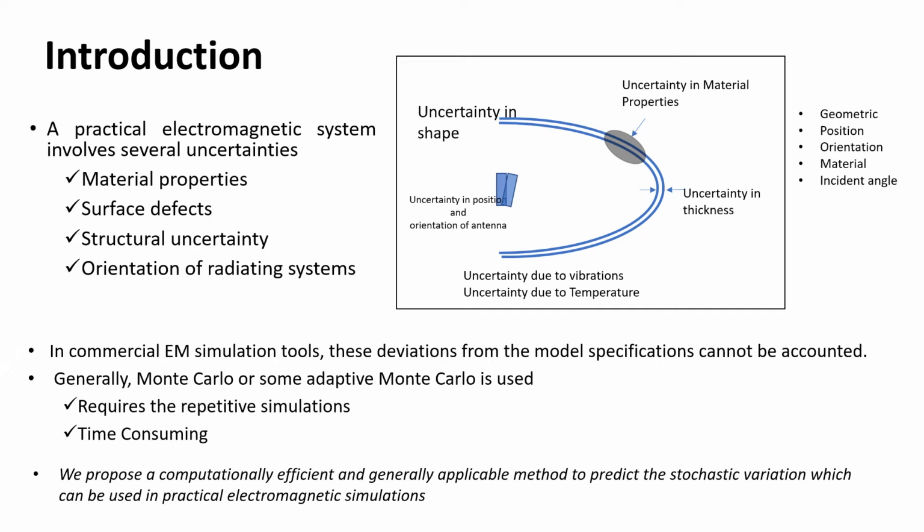In a simulation environment, generally these uncertainties are unaccounted for. Commercial EM software tools use deterministic parameters. They usually ignore these probabilistic deviations. Sometimes, Monte Carlo simulations or adaptive Monte Carlo simulations are used for these uncertainties. But such methods are time consuming because of the repetitive simulations involved. We propose a computationally efficient and generally applicable method to predict the stochastic variation, which can be used in a practical electromagnetic simulation.